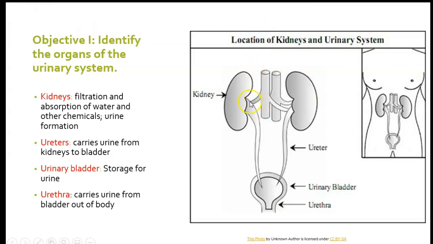Your ureters are going to be right here. Their job is to carry urine from the kidneys to the bladder, which is the next structure, your urinary bladder, which is a large storage sac for urine. And then your urethra, which is down here, is going to be the tube that will carry urine from the bladder to the outside of the body.